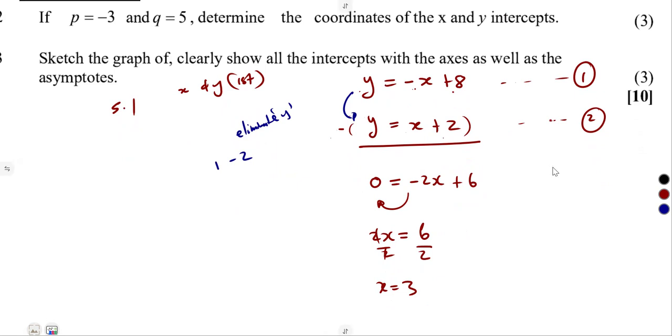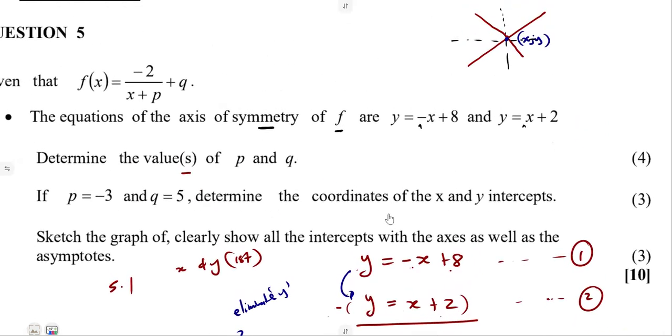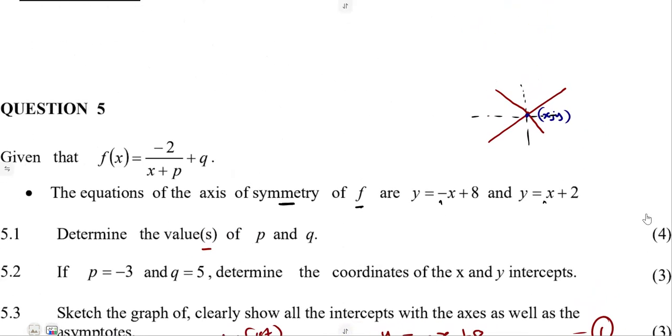Let's solve for y. In that case, y is equal to minus x plus 8. Take any one of the two equations and substitute the x value that we have. I'm going to use the first one. So y is equal to minus, our x is 3, then we add 8 here. That gives us minus 3 plus 8, which is a 5. So y is equal to 5. x is 3. So let's determine the values of P and Q.